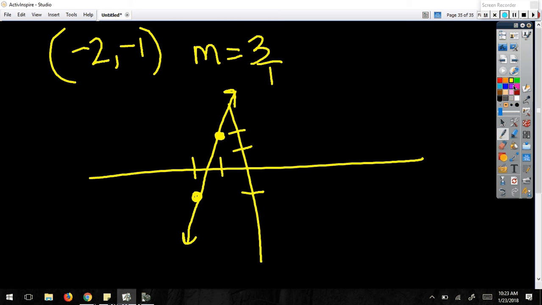Let's stay on the same one, doing negative slope. That's what I probably should have done. Let's say 2, 0 with a slope of -1/2.